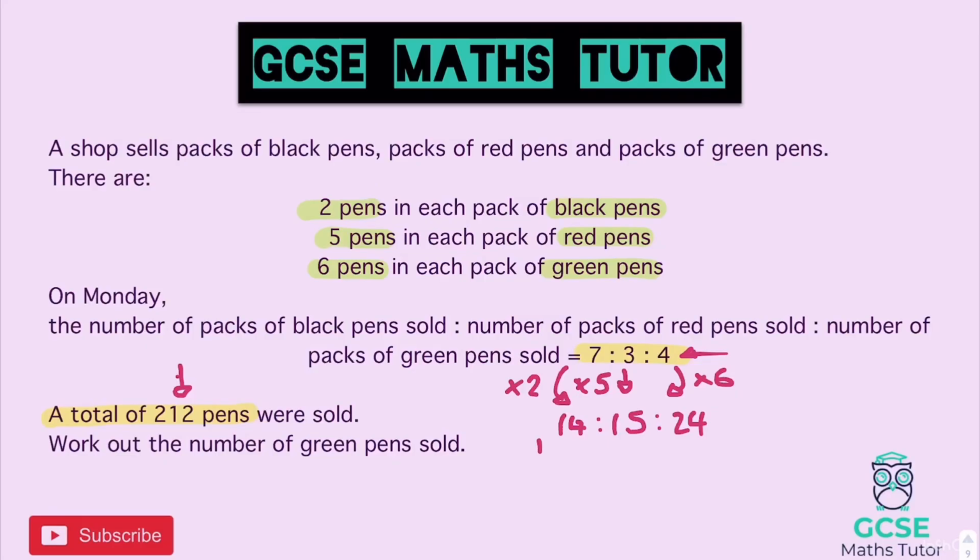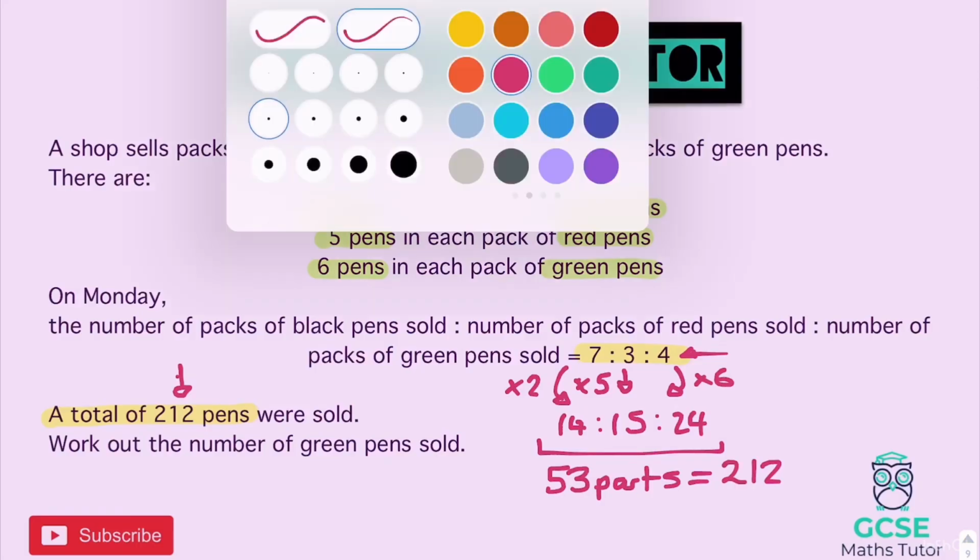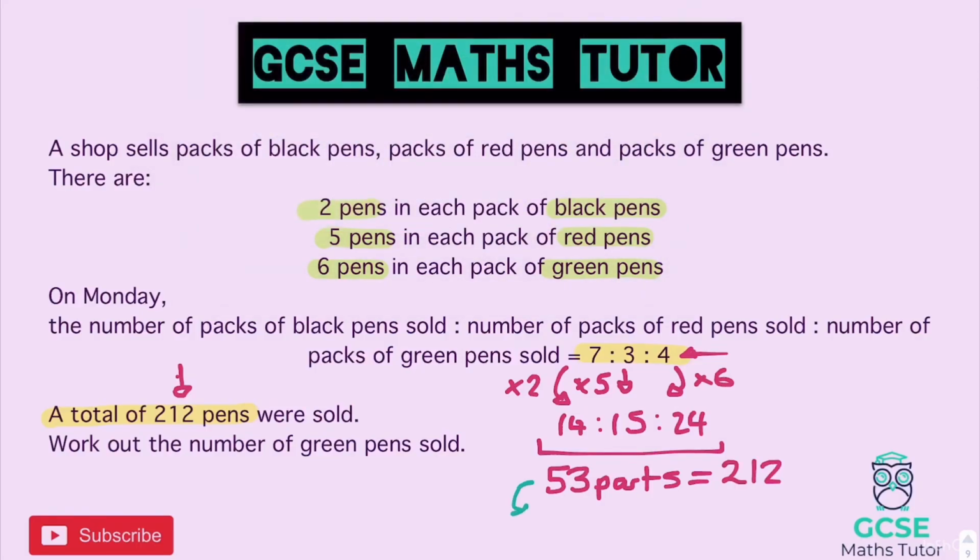So if we add those all up, let's have a look how many parts we've got. We've got 14 plus 15 plus 24, and that gives us a total of 53 parts. So we've got 53 parts there, and it says that that is equal to 212 pens. There we go, so 53 parts is equal to 212. So from there we can work out the value of 1 part, just like we have done on every question, by dividing by 53. And we get 1 part equals 212 divided by 53, and that is going to be equal to 4. There we go, so that is 4 pens. So 1 part is equal to 4 pens.